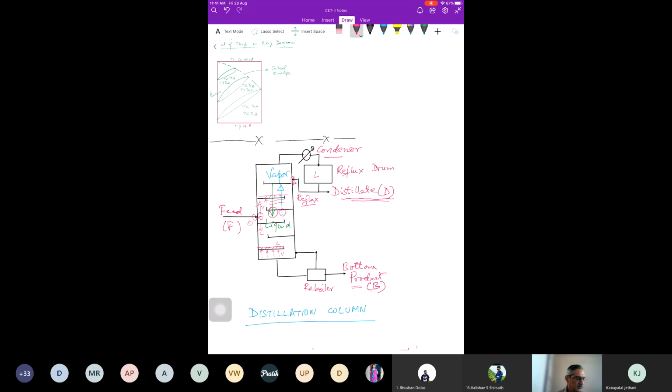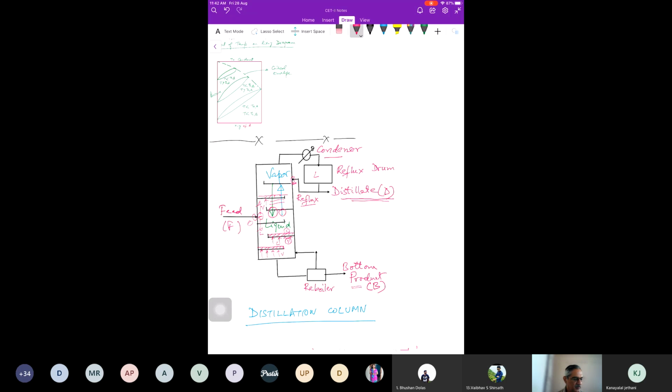And on the tray there's always liquid, and the vapor is going through the holes in the tray. So on each tray, the liquid and the vapor come into contact with each other, and mass transfer happens on the tray, and this liquid and vapor are in equilibrium with each other, and that's why we are studying vapor liquid equilibrium, because that's the most important thing for a distillation column.